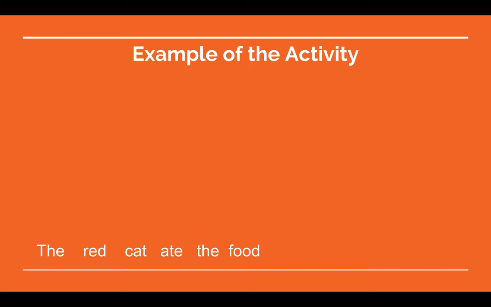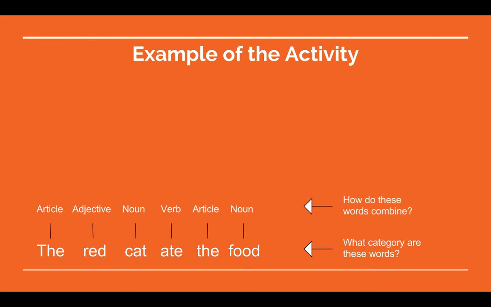Here is an example of how the procedure will be implemented. The example sentence is, "The red cat ate the food." The first question for the learner is, what category are these words? Which the learner will note by categorizing each word. The next question to ask is how these words combine into meaningful units. The learner would first analyze the nouns in the sentence. The phrase "the food" combines fairly easily. The next noun, however, has an adjective as well, the red cat.